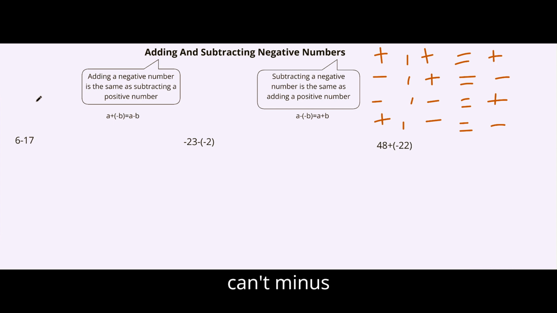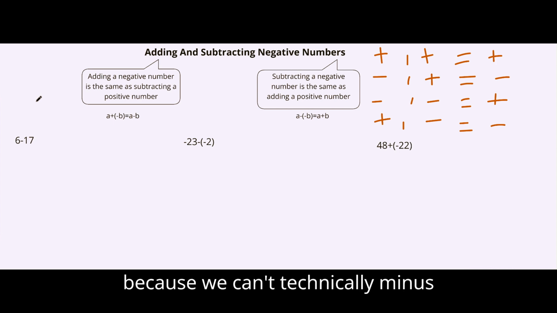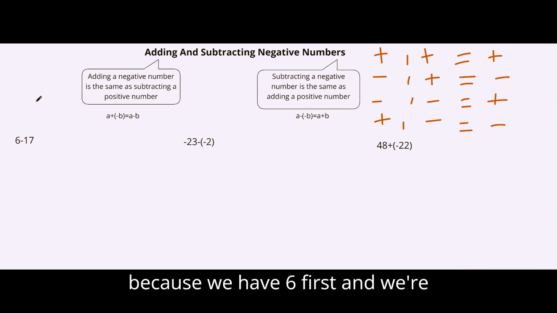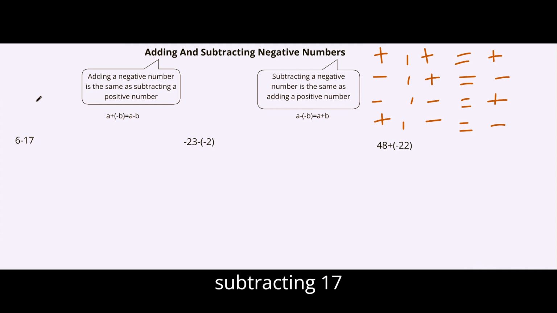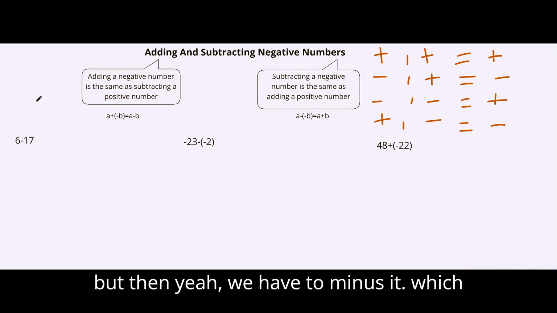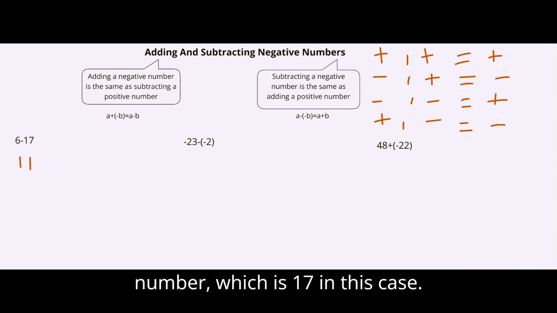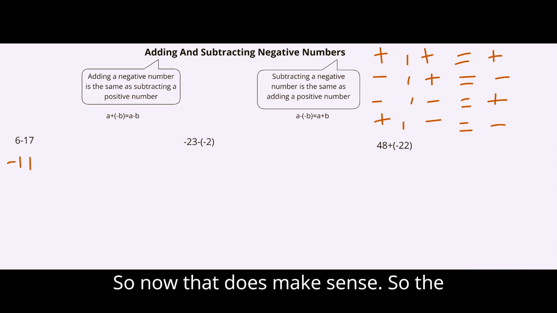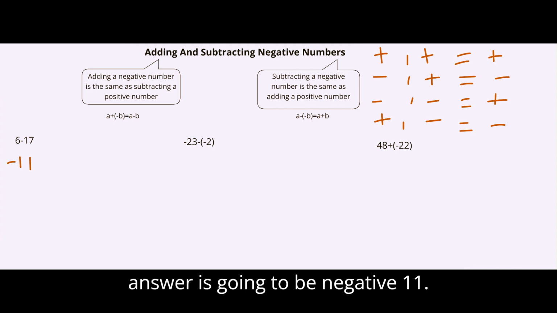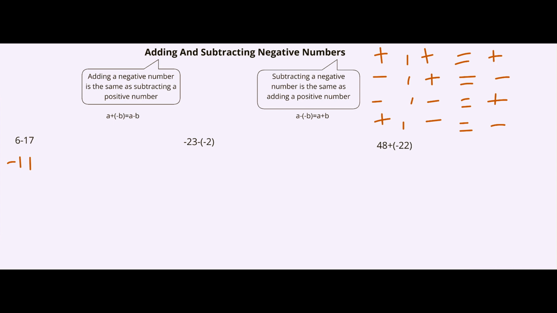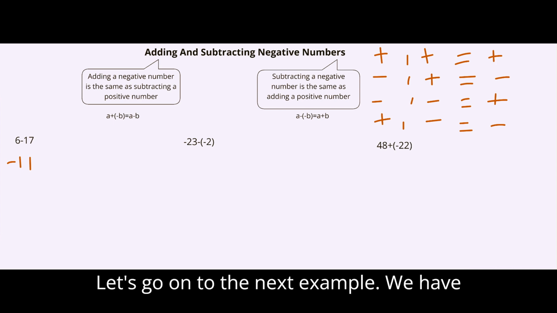Now we can't technically minus because we have 6 first and we're subtracting 17 from 6. So that won't work. But then we have to minus it, which is going to give us 11. But then we put the sign of the greater number, which is 17 in this case. So now that does make sense. So the answer is going to be negative 11.